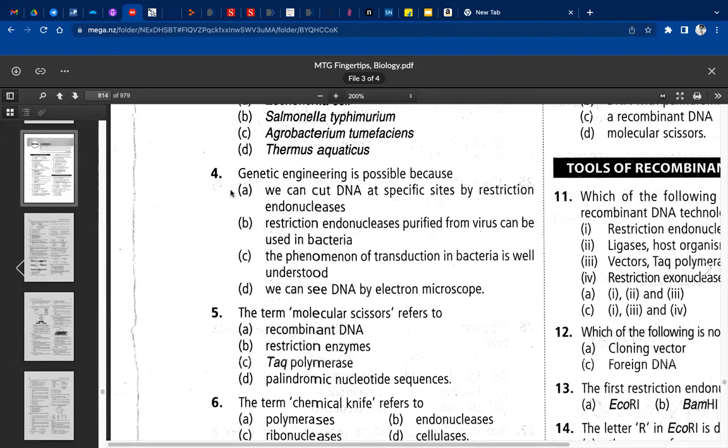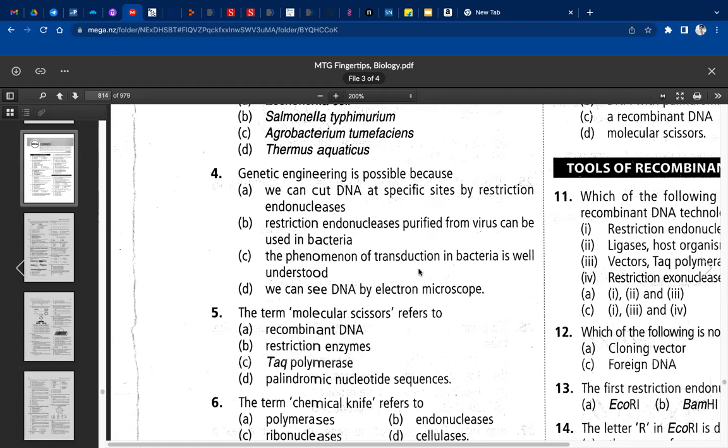Yes, Donna, the right answer is option A, not B, because let's see why B, C, and D are wrong. B says restriction endonucleases purified from virus can be used in bacteria, but that's not true. They are purified from bacteria. They come from bacteria. That's why their names are EcoRI, HindII, ClaI, etc. They are figured out from bacterial systems, not from virus. Is it clear? Yes, sir. So B can't be correct.